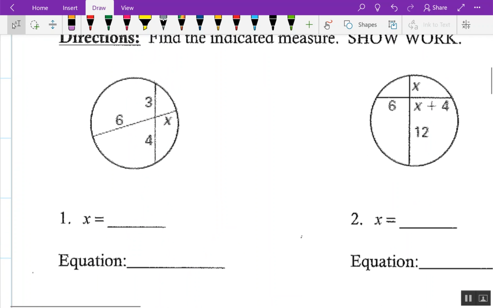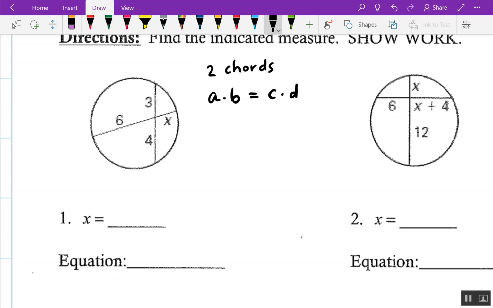What do you see in number 1? What do we see? A chord. Two chords. Diameters. 2 chords. All right, so you see 2 chords. What's the formula for 2 chords? A times B equals C times D.